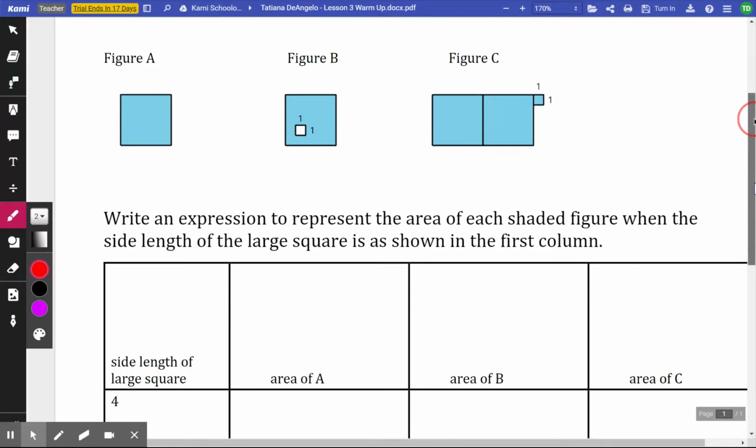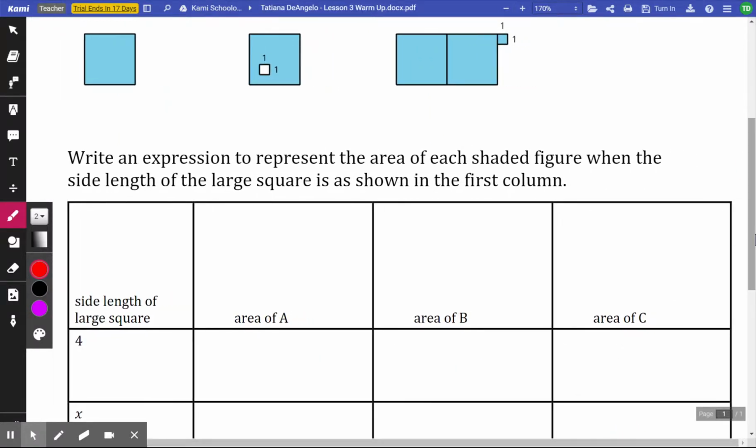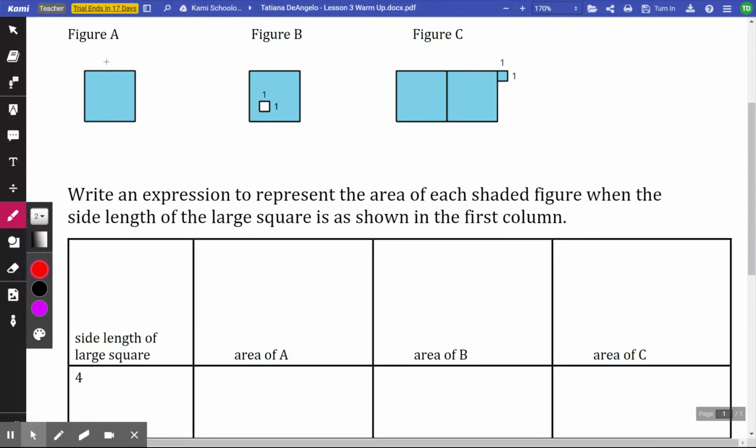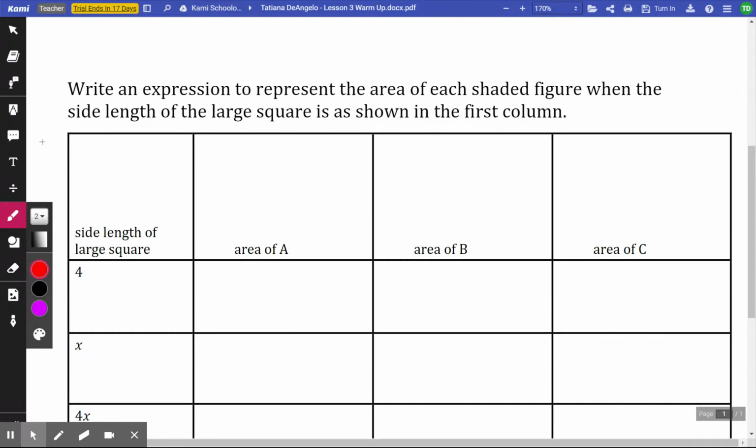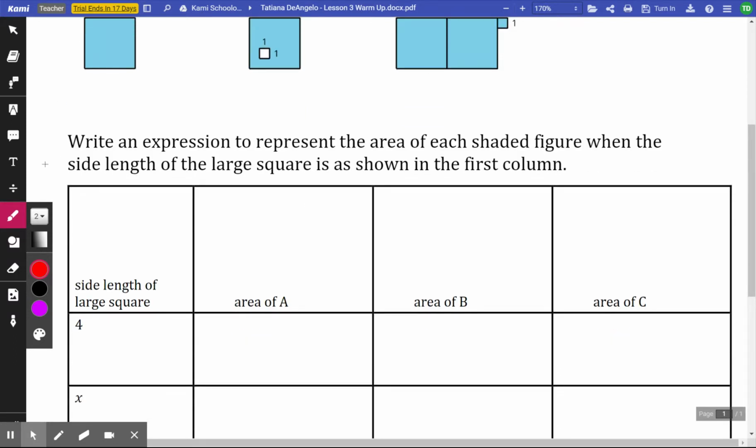Then it says write an expression to represent the area of each shaded figure when the side length of the large square is as shown in the first column. So hopefully we know what area is. Area for a shape like this, which is a square, is going to be length times width. But since it's a square, we know the length and the width are the same. So you could also just say length times length or width times width. Okay. So it tells us, or side length, squared.